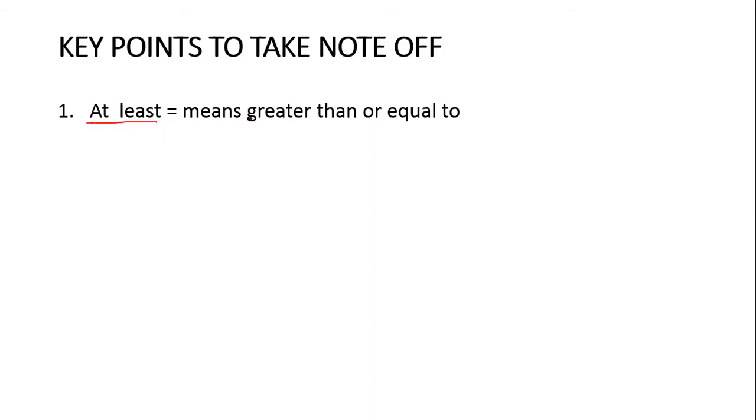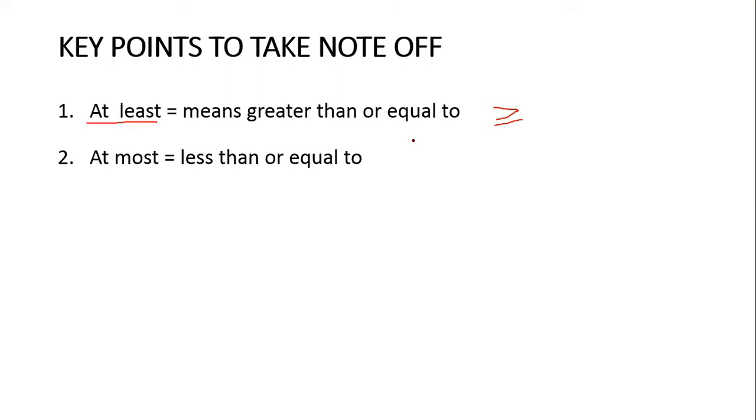Here are a few points that you have to take note of if you are to successfully answer questions concerning linear programming. The words "at least" simply mean greater than or equal to. So whenever you see the words "at least", just know that it means greater than or equal to. Now, for greater than or equal to, you can use your right hand. You make it like that, so it will be greater than or equal to.